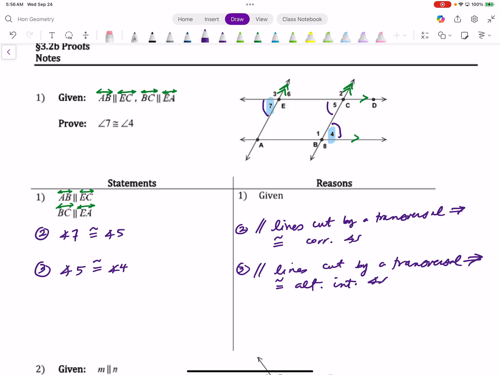But I'm trying to show that 7 is congruent to 4, but we're going through 5 to get there. So we just said it. Angle 7 is congruent to angle 4 because of the transitive property of congruence. Remember, you only substitute numbers. Don't call that a substitution. You can only substitute equal values, not congruent shapes.